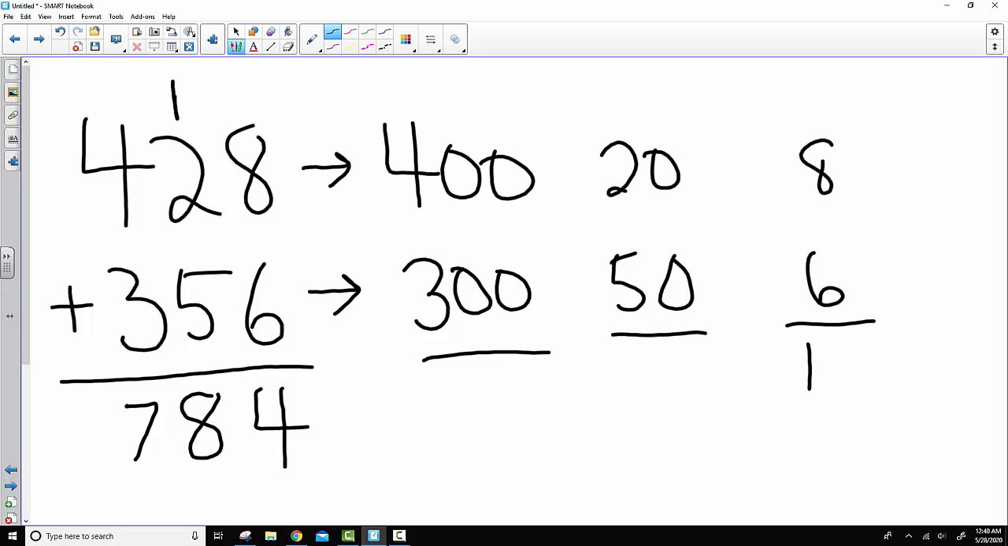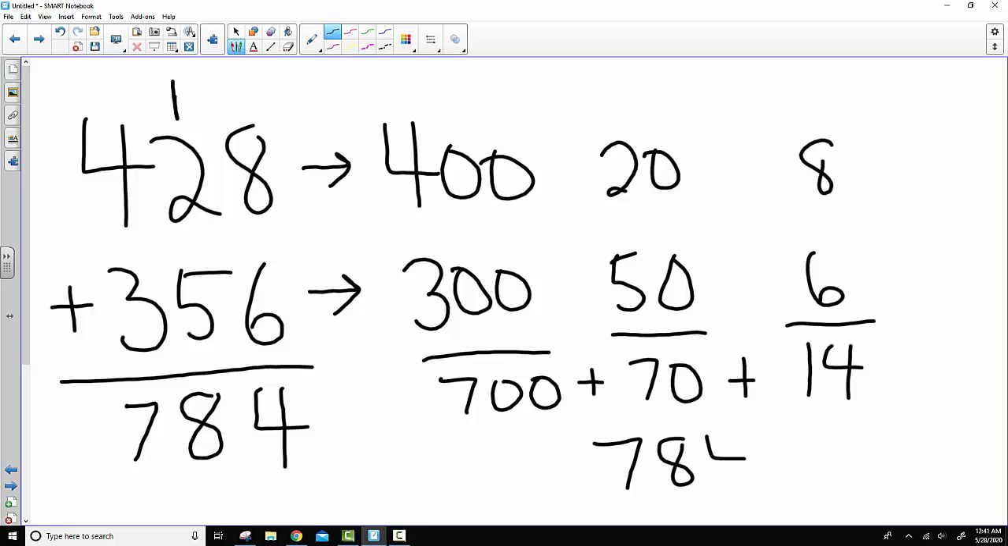So 8 plus 6 is 14. 20 plus 50 is 70. 400 plus 300 is 700. I add each of these groups together. 700 plus 70 would be 770. Looking at the ones column, I can add the 10 in. So 770 plus the 10 would be 780, and the 4 ones. Again, we have 784. So that's just another way that you can add the numbers in a simplistic form. You can check your answers that way. It just depends on you. Everybody sees the problems a little bit differently.